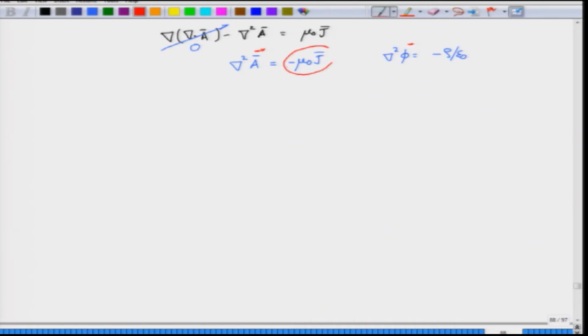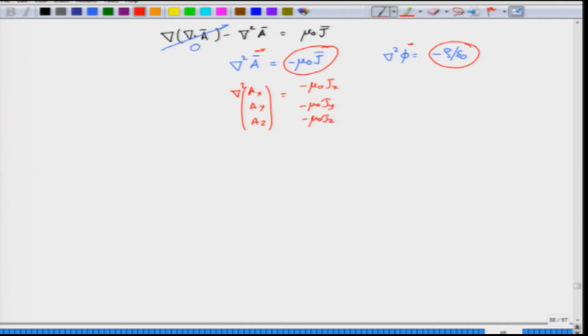Here the source is a vector field, here the source is a scalar field. However, in the Cartesian coordinate systems, at least, this del square operator can be applied separately to Ax, Ay and Az, which would then give out minus mu naught Jx, minus mu naught Jy and minus mu naught Jz, the Jx, Jy, Jz being the 3 components of the current densities along the x, y and z.